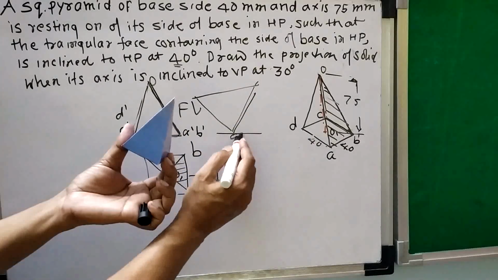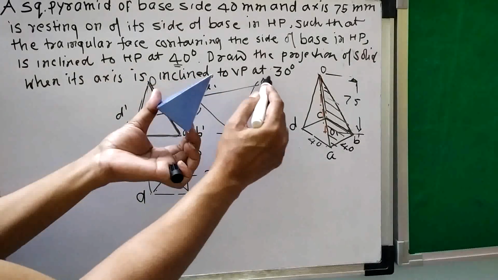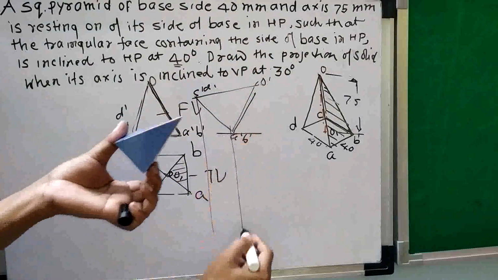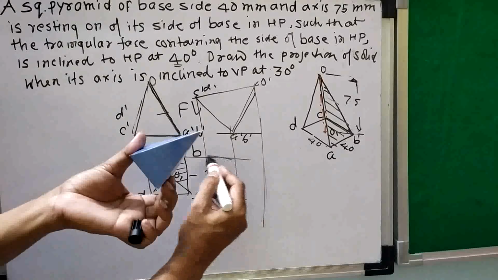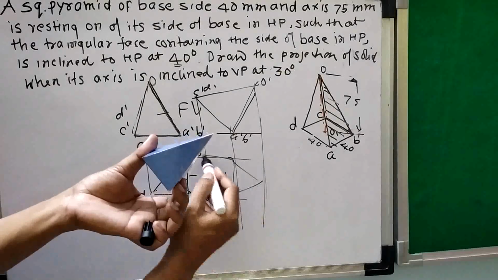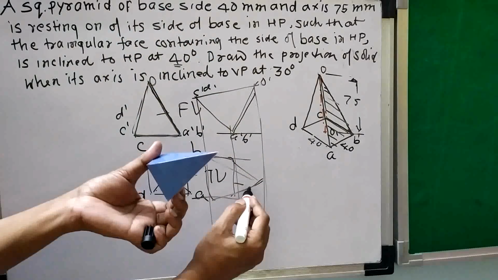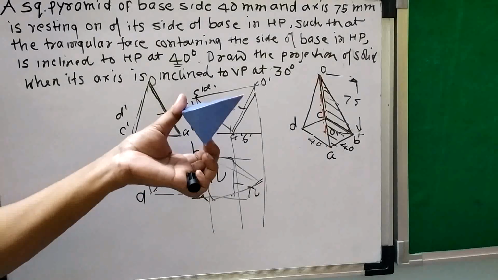So I will have A dash, B dash, C dash, D dash like this, and this is O dash, and then I will see from top. So I will project it in the top, and I will get a view here, right? So in this way I will get this top view and this will be the front view.